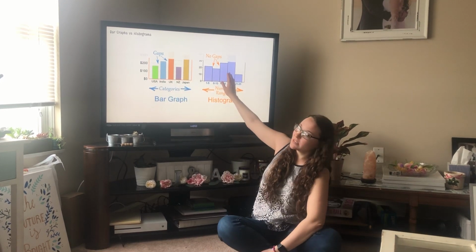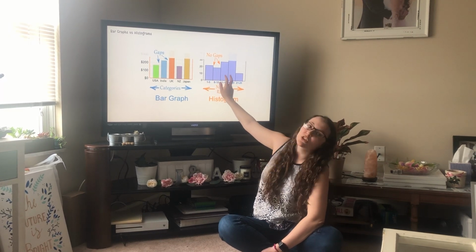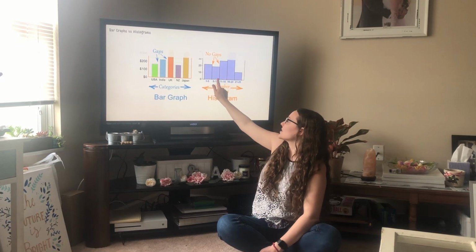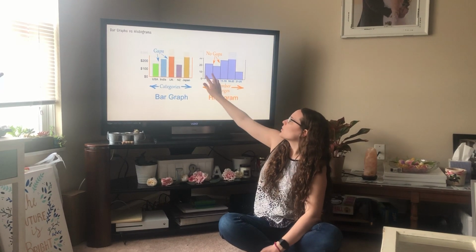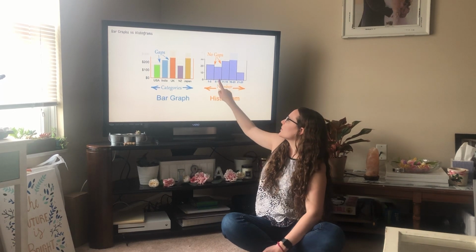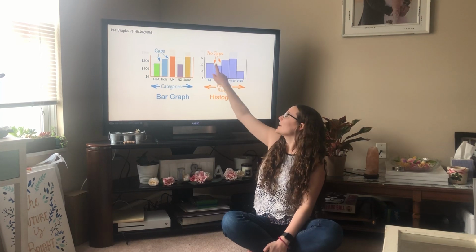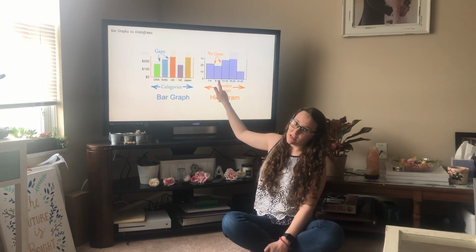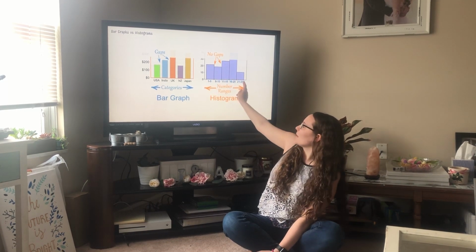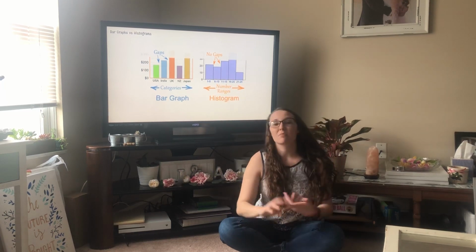With histograms, each bar represents a range of numbers, or what we call an interval. So 1 to 5, 6 to 10, 11 to 15. What this bar is saying, and we'll use this one because it's a little more clear, is that between the numbers 6 and 10 from this data set, there were 20 numbers. So this graph shows a range of numbers at the bottom with intervals, and there are no gaps between the bars. Those are the main differences.